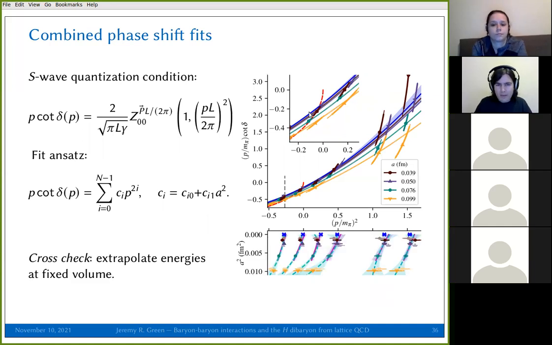And in fact, because these ensembles have similar volumes, we're able to do a small correction to adjust these to a common volume and do a cross-check following this red path of doing extrapolations at fixed volume. This is a noisier result because it assumes less about the structure, but nothing here contradicted our results. So everything seems consistent with extrapolating at fixed volume.